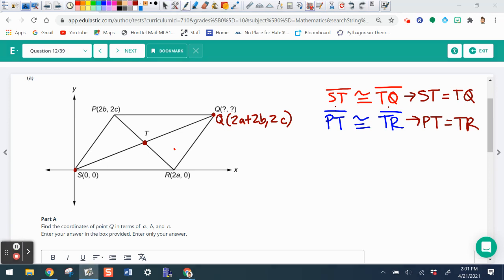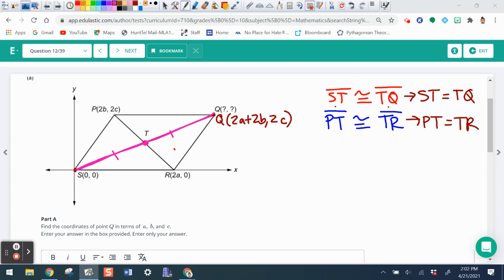So we learned about a special point in geometry, a point that bisects a segment into two congruent segments. It's called the midpoint. So if I can show that T is the midpoint of SQ, then PR bisected SQ. So I need to show that T, for starters, is the midpoint, or the halfway point, of SQ.